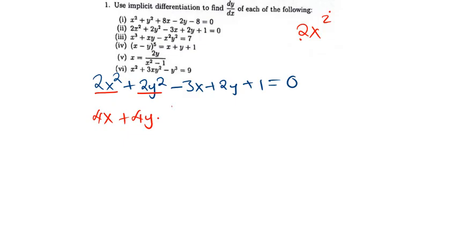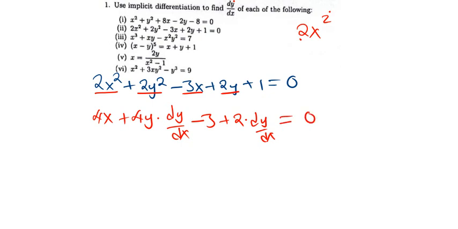Now we always add a dy dx when we differentiate y. Remember what we're differentiating is y in respect to x. So if you differentiate y in respect to x, you're supposed to add the dy dx. Derivative of negative 3x is just a minus 3. Derivative of 2y is a 2. Now don't forget we've differentiated y, so we add dy dx. Derivative of a constant 1 is just a 0, so equal to 0.